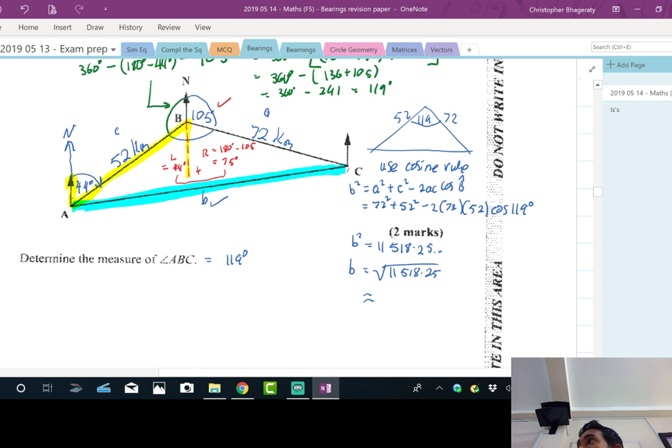That's correct. So I want 107.3. Now they said to the nearest kilometer. So the answer there would be 107, right? So therefore AC is equal to 107 kilometers. And you can write to the nearest kilometer.